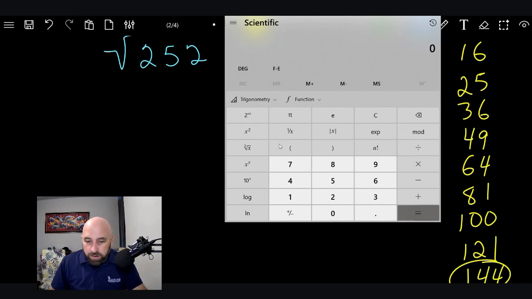Well, 100, we already know 100 won't go into it because I can do that in my mind. 81, does that go into it? I don't think so, but we could try it. 252 divided by 81 equals 3.11. No. All right, let's try the next one. 252 divided by 64 equals 3.9. No. Try it again. 252 divided by 49 equals?